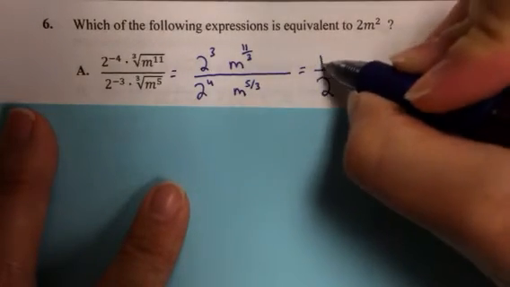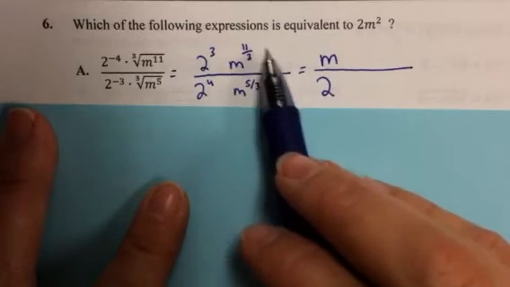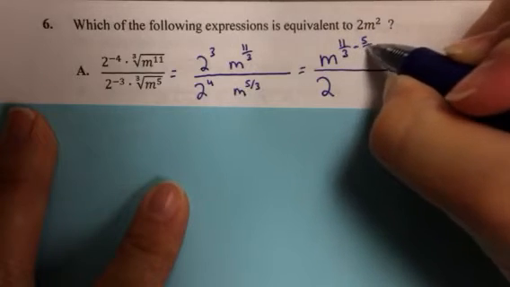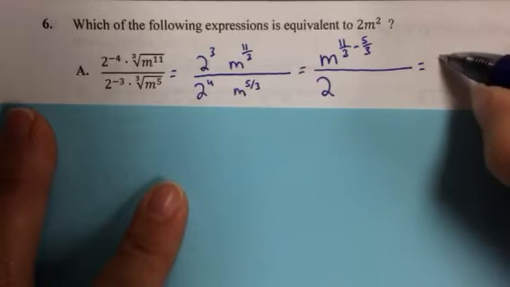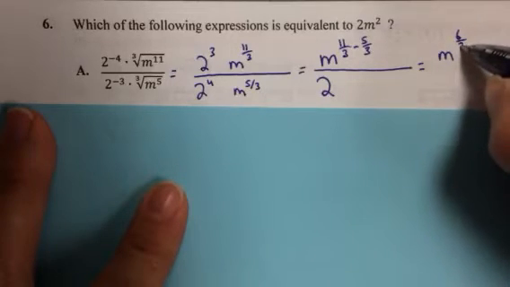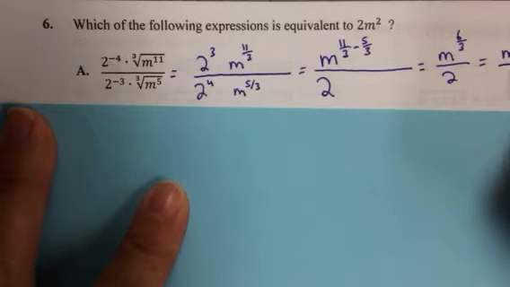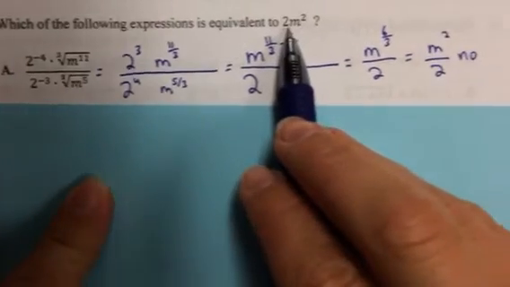And this is also going to be subtraction, so the top minus the bottom. 11 thirds minus 5 thirds will be the new exponent on m. So 11 minus 5 is 6, so that'll be m to the 6 thirds over 2, which is m to the 2 over 2, which is not a match for this one. So let's go on and try b.